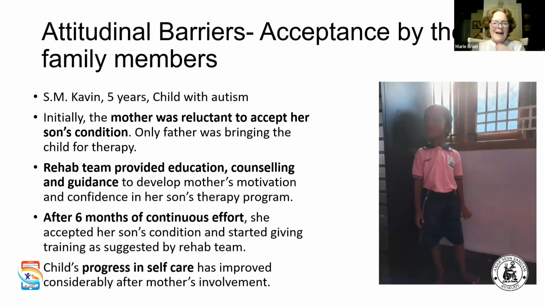After 6 months of continuous effort with the mother, of bringing her in and getting her understanding of the situation and the need for intervention, she finally started accepting her son's condition and giving him training as suggested by the rehab team. We know that intervention within the home setting is important, and the mother is the one that spends all day with the child within the home, while the father was bringing him for therapy but then goes to work during the day. So it is really important to engage the mother.